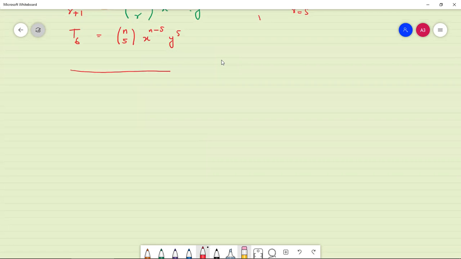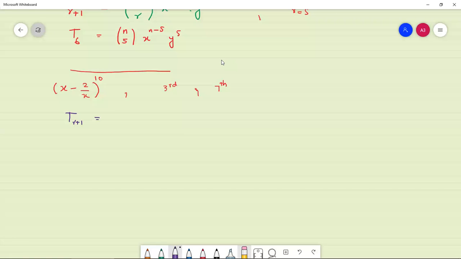We have x minus 2 by x. I just want to take some complicated expression, the power 10. And he asked us, let's find the third and seventh term of the sequence of this series. So what you have to do, you first put the formula of the general term, T r plus 1. The T r plus 1, we write nCr x power n minus r and y power r. Now put all the values.